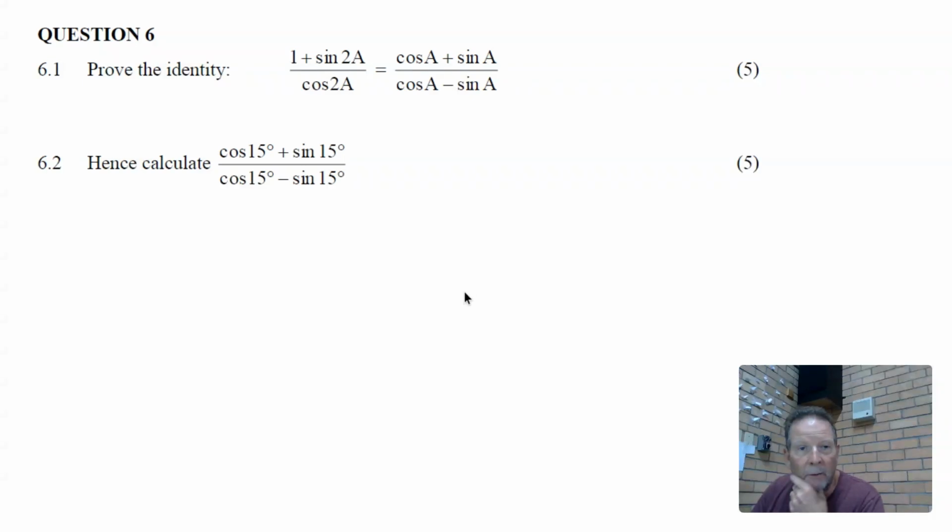Let's try this one here, this trig question. Prove this identity. Remember I said that it kind of tells you what to do in a way. The question will tell you what to do. You've got sine 2a. Well, there's only one thing you can do with sine 2a. There's only one identity you can replace it with.